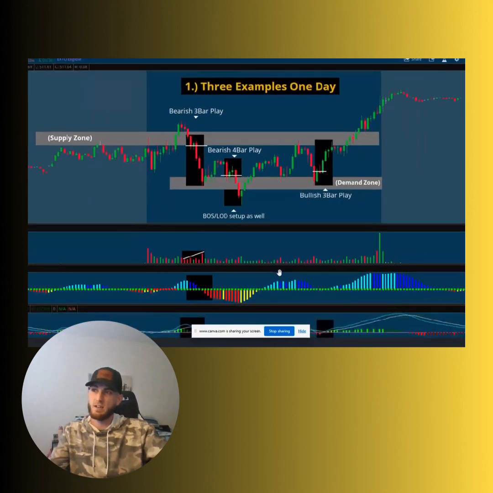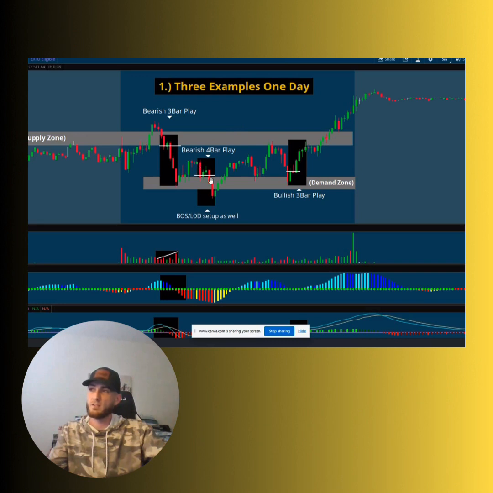Some indicators that could have gone along with all of these trades. For the bearish bar play, we have rising bearish volume, TTM showing buying momentum leaving the market, selling momentum gaining control, and we have the bearish MACD cross, all giving bearish confluence that this bearish 3 bar play will break out to the downside and potentially have some continuation.